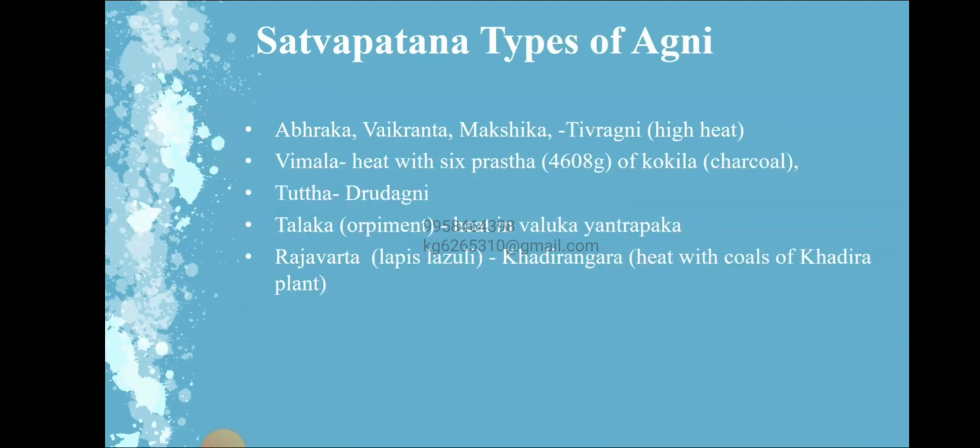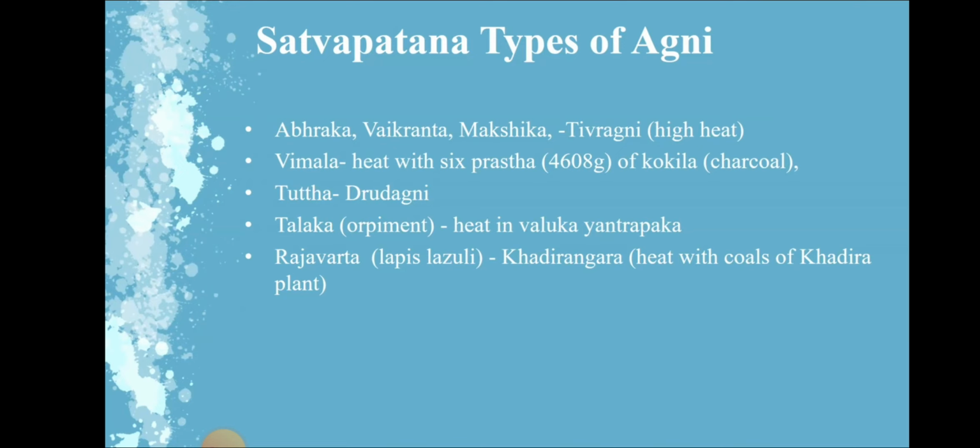Based on the drug used for sattvapatana, different kinds of agni are used to extract the metal from the mineral. In Abhraka, Vaikranta, Makshika, tivra agni, high heat, has to be used to get the sattva. When it comes to Vimala, the heat should be given with 6 prastha of kogila or charcoal, that will be 4,608 grams of charcoal, to get the sattva from Vimala.